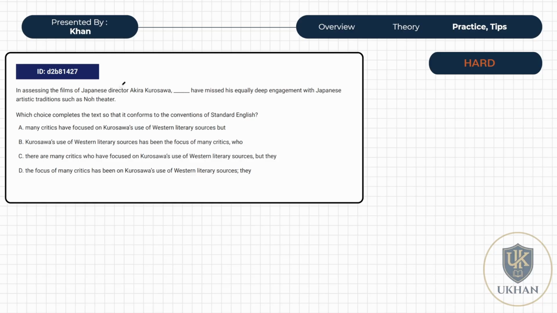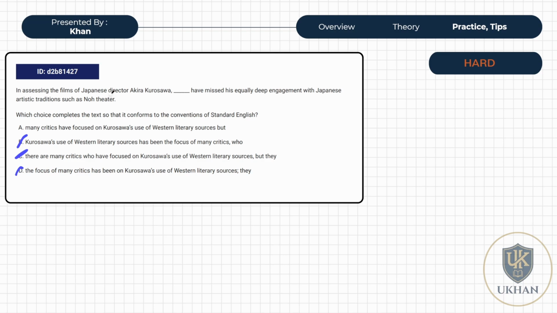So B starts with Kurosawa's use of Western literary sources. Is Kurosawa's use assessing films? No. So this is not going to be the answer. C starts with there are many critics. The word right after the comma is there. So that's a dummy subject, not the actual people doing the assessing. So it's grammatically clunky as well. It's not going to be C. D starts with the focus of many critics. Is the focus assessing films? No, because the focus is not a person. So it's not going to be D.